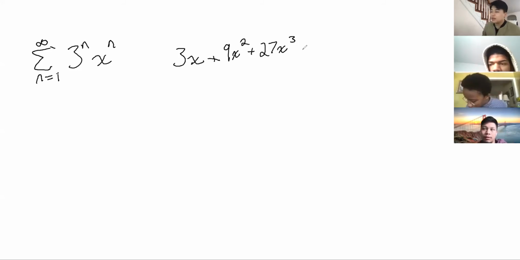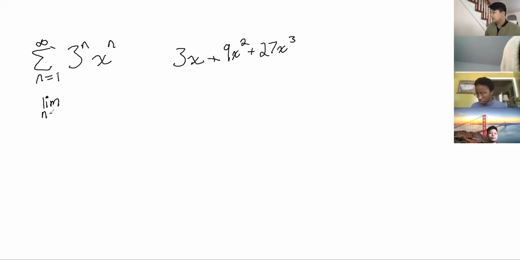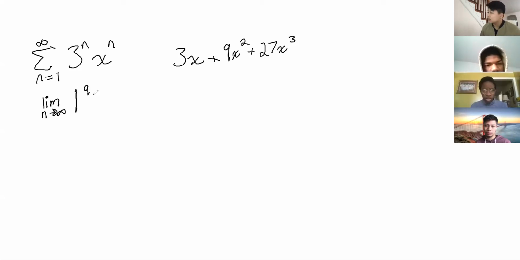So I guess you can write the limit as n approaches infinity of the absolute value of, we're gonna do 9. So is it 9 times x squared? Do you mean 9 times x plus 1 squared? Parentheses x plus 1. Oh okay.